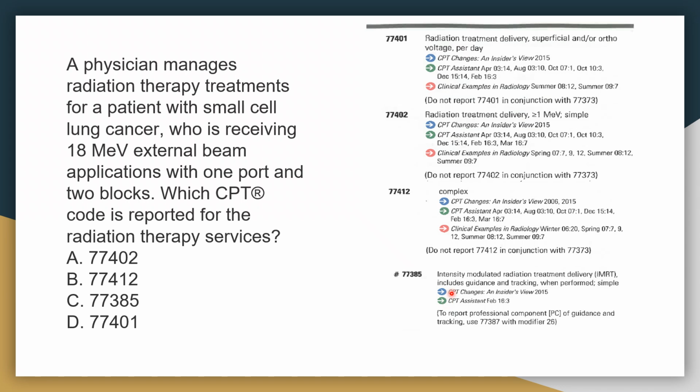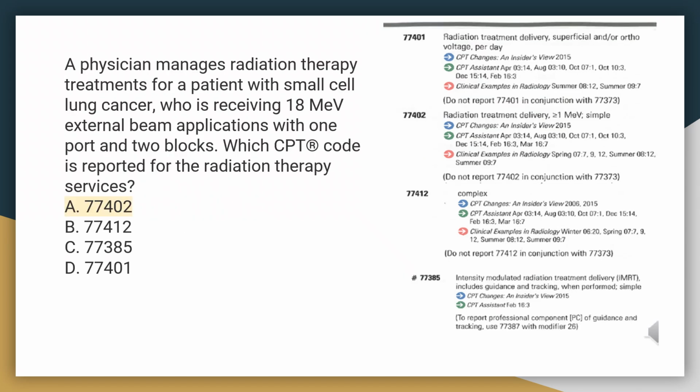77385 is basically the intensity modulated radiation treatment, which is called IMRT, and this is definitely not that. So in between these three, A, B, and D, we have eliminated even B because it is complex. In between A and B, tell me the answer. So yes, 77402 is the correct answer because it talks about the simple treatment, and we know one port and two blocks.